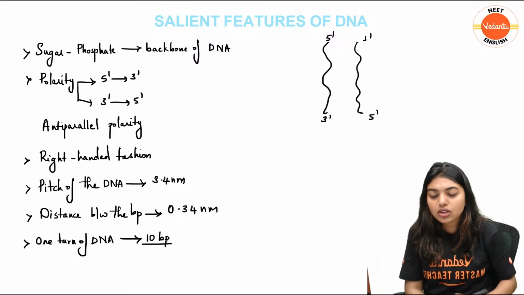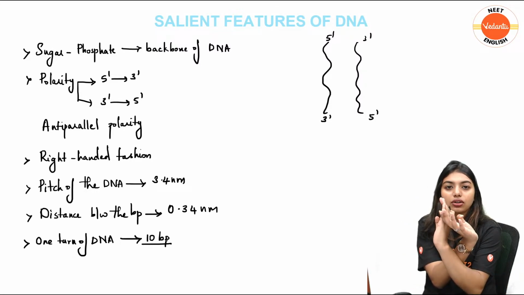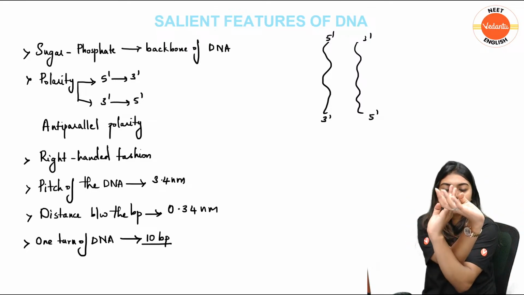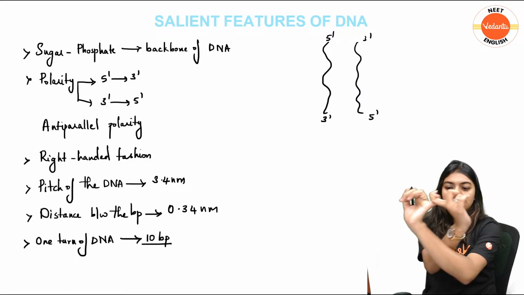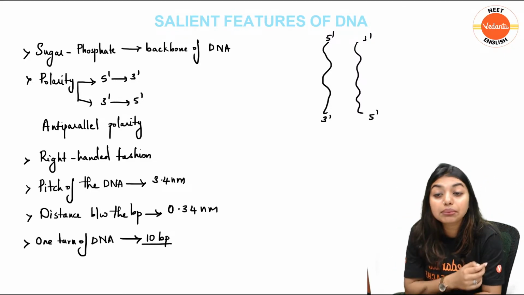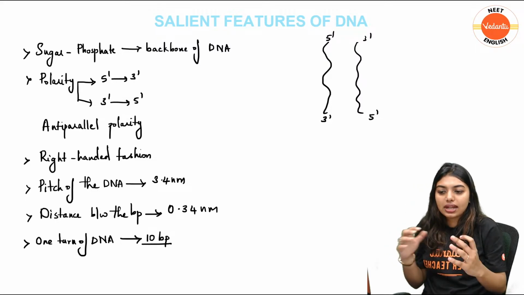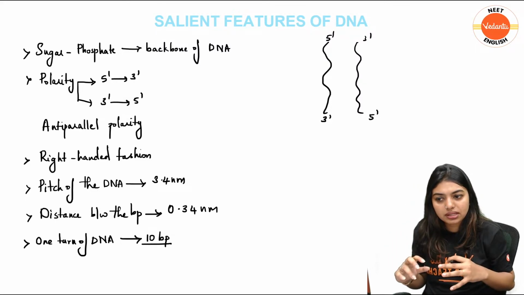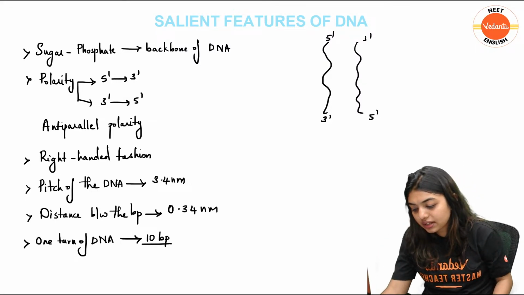Clear? So one turn like this, right? Can you see my hand? This is the first turn. In this first turn there will be 10 base pairs. So every turn will have 10 base pairs. Clear? So these are the salient features of DNA.